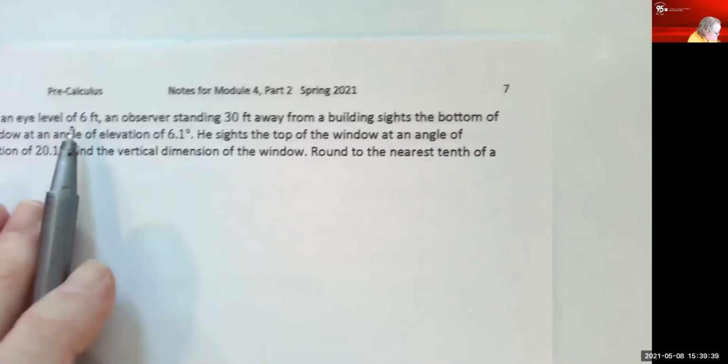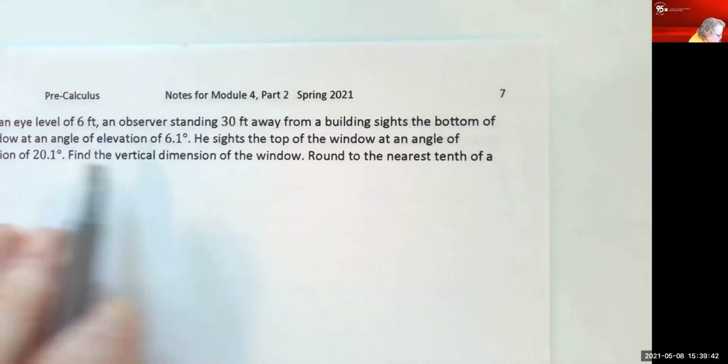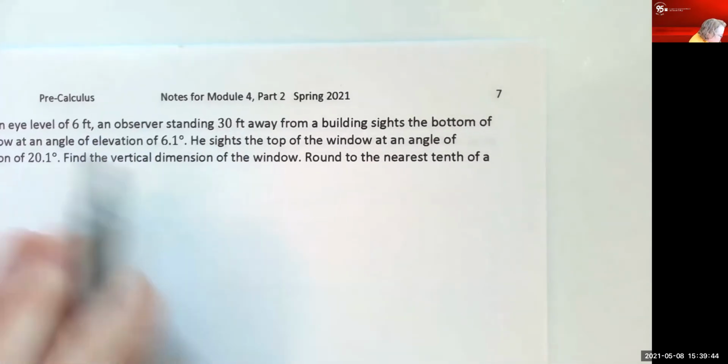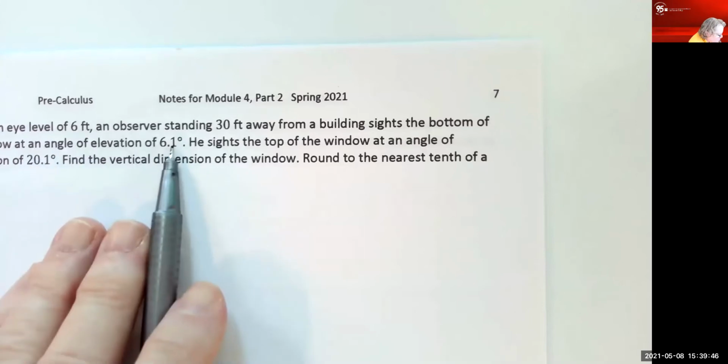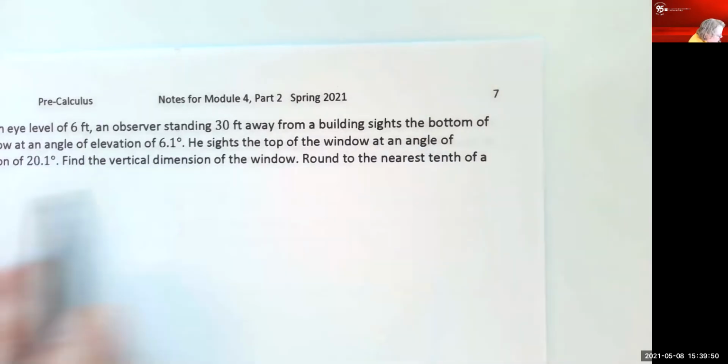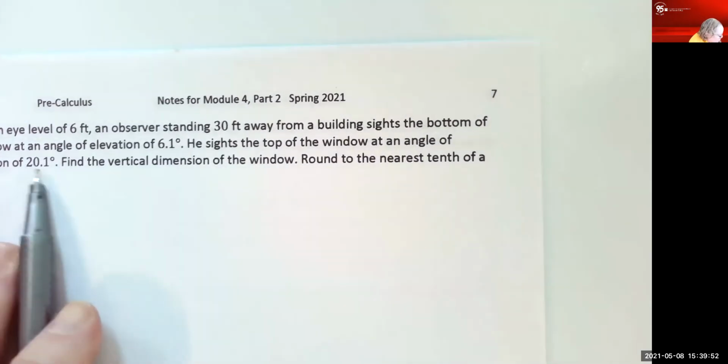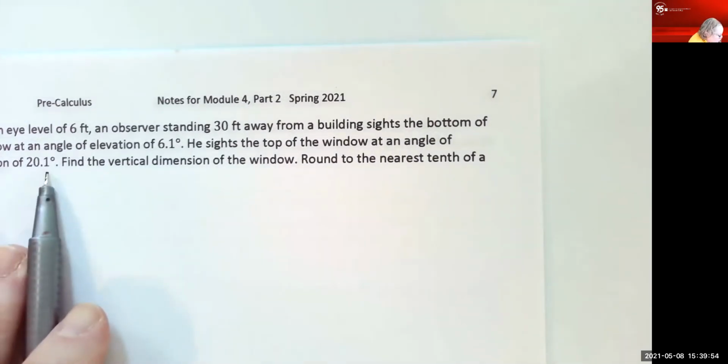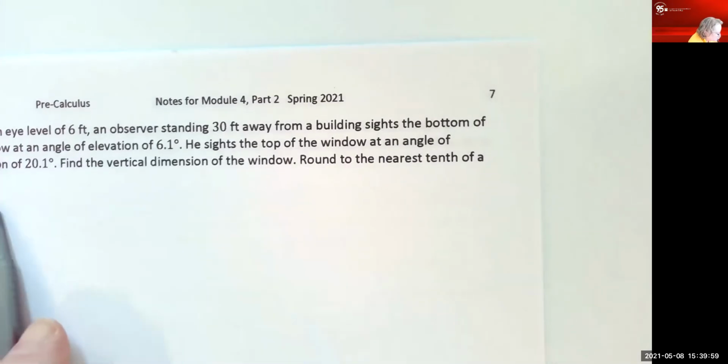Eye level of 6 feet. An observer standing 30 feet away from a building sights the bottom of a window at an elevation of 6.1 degrees. He sights the top of the window at an elevation of 20.1 degrees. Find the vertical dimension of the window, round to the nearest tenth of a foot.